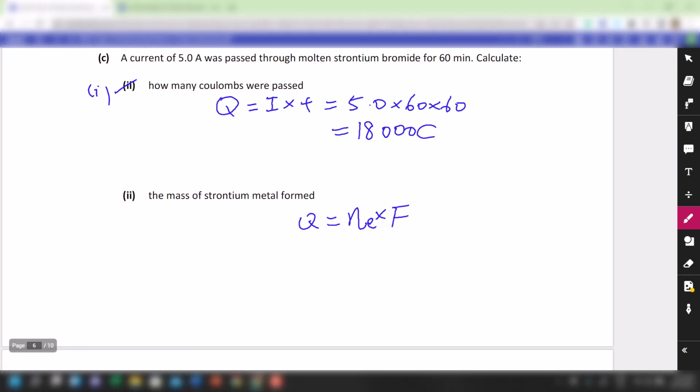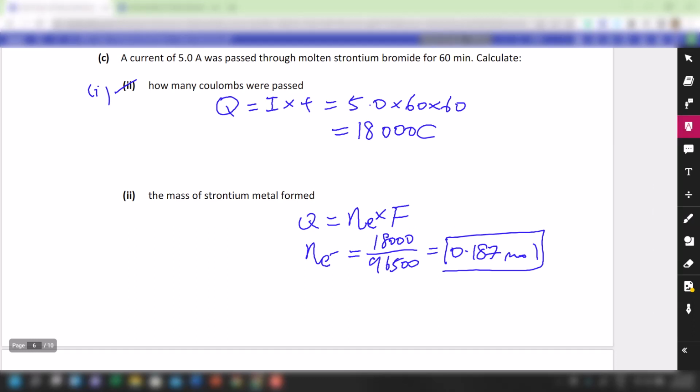Okay, so if you check out your data booklets, Faraday is 96,500. So therefore the number of moles of electron transfer equals Q, which we have gotten from part 1, 18,000, divided by the Faraday constant, 96,500, and then we'll be able to get 0.187 moles. This is the number of moles of electrons transferred. You need to be very clear what you are calculating. Over here we are calculating the number of moles of electrons transferred, which is 0.187 moles.